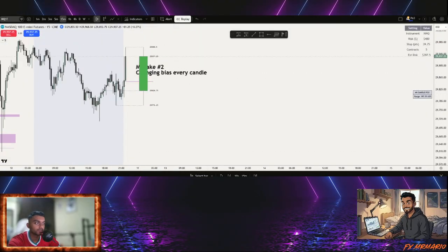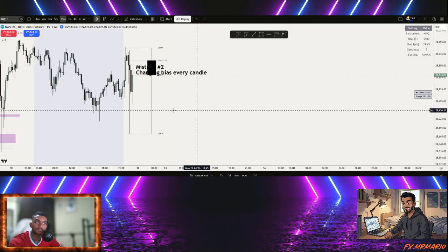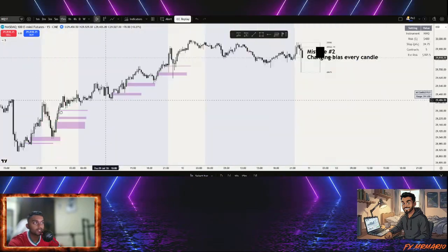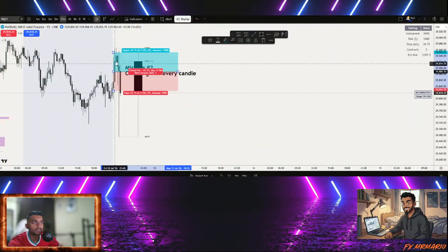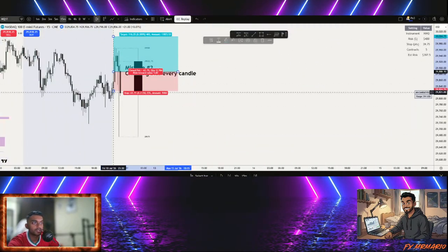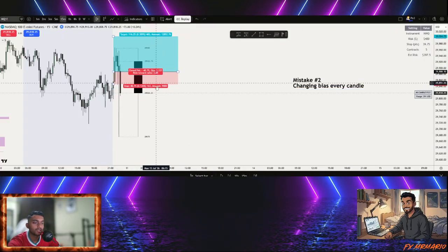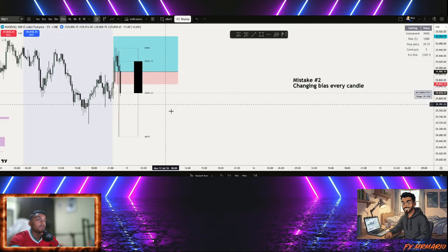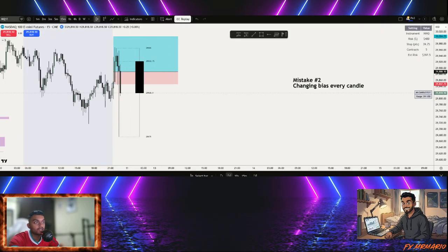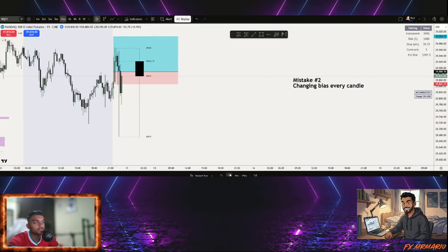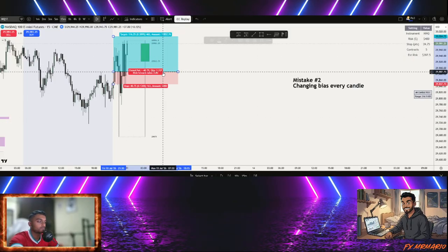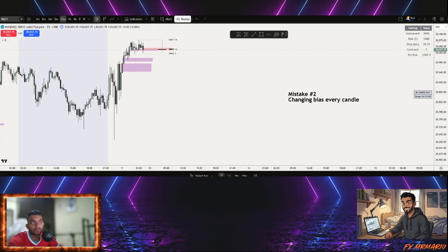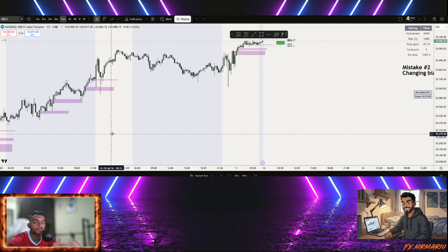So I'm just looking at the 5 minute and 15 minute and changing my bias every single time. Like this, right? It closes above, cool, I'm bullish. What happens next? It goes all the way down, I'm bearish. It goes all the way up, I'm bullish. Let's just say I took a trade here, aiming for this, and then my stop is about here. What happens? I hit the stop, right? Next, my candle closes up again. Cool, I'm bullish now.